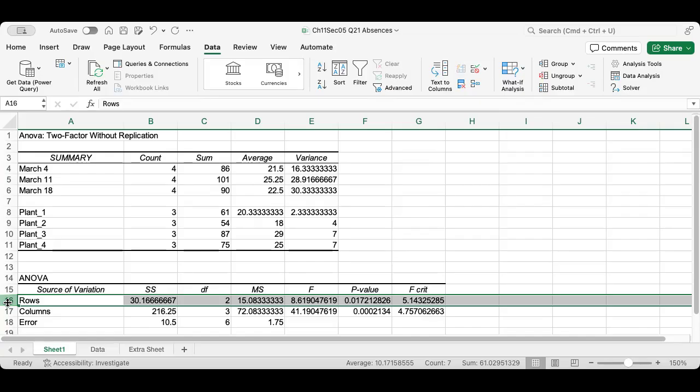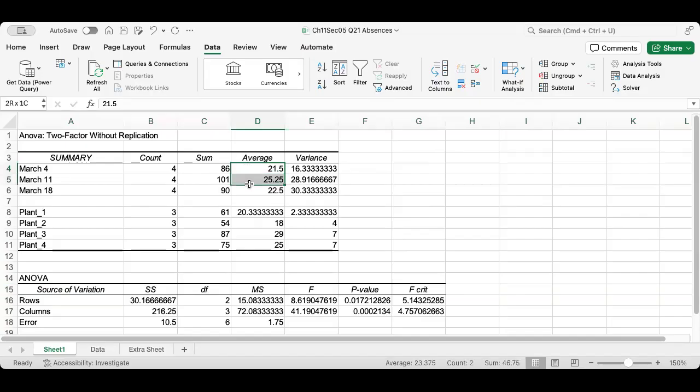So which Friday it is matters. Some Friday must have had more absenteeism than another. As a matter of fact, if I go up and look at the average, I can say, hey, the 11th absenteeism was 25, but on the 4th it was 21, on the 18th it was 22. All right, the 11th was out of line with the other ones, wasn't it?